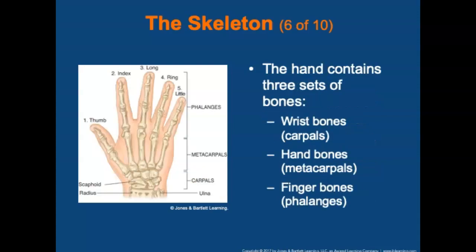The hand contains three sets of bones. The wrist bones are the carpals, the hand bones are the metacarpals, and the finger bones are the phalanges.